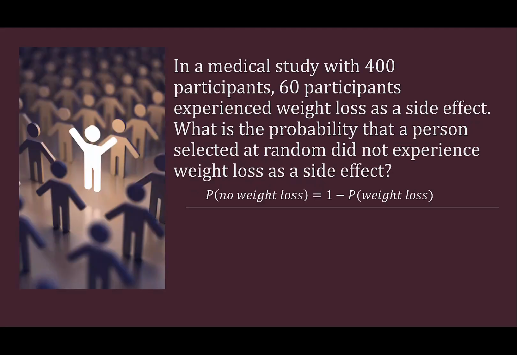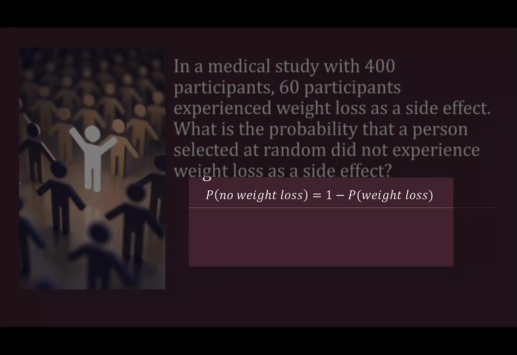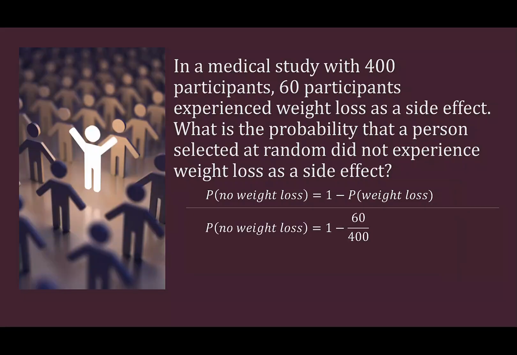In a medical study with 400 participants, 60 participants experienced weight loss as a side effect. What's the probability that a person selected at random did not experience weight loss as a side effect? The probability of no weight loss will be equal to 1 minus the probability of weight loss. The probability of weight loss was 60 out of our 400 participants, so the probability of no weight loss is 1 minus 60 over 400. We can rewrite that as 1 minus 0.15, which is 0.85 or 85%.